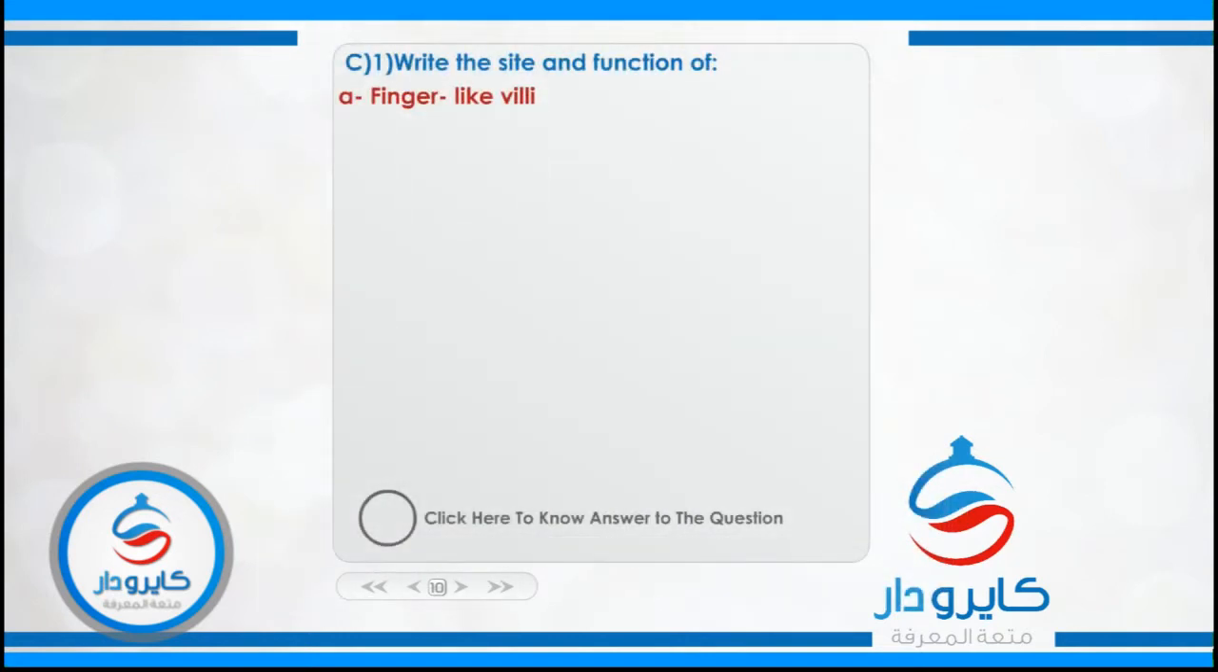The next question. Write the site and the function of each of the following. Finger-like villi. We understand that if the question asks about the villi only, it is located inside the small intestine and responsible for the absorption of the digested food material. But the question asks about the finger-like villi.